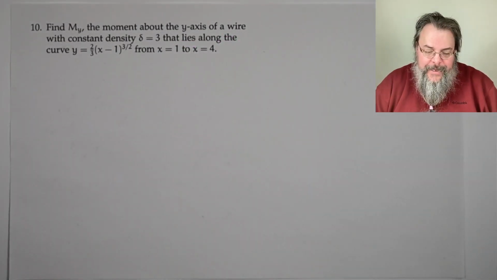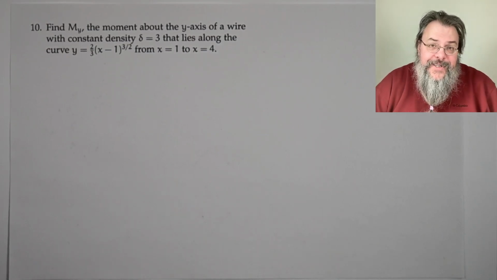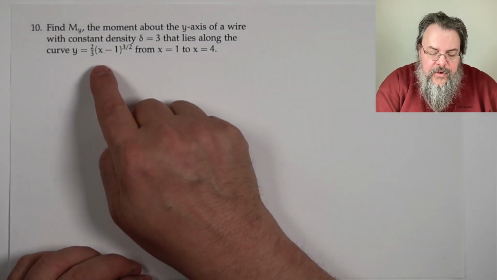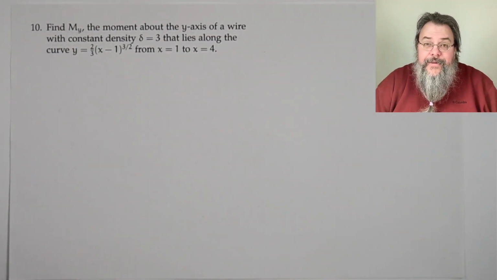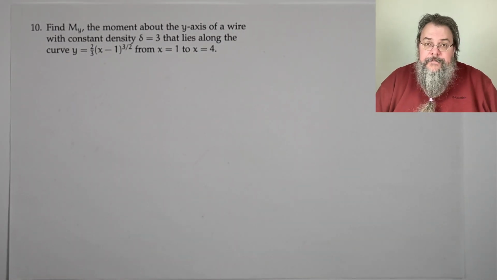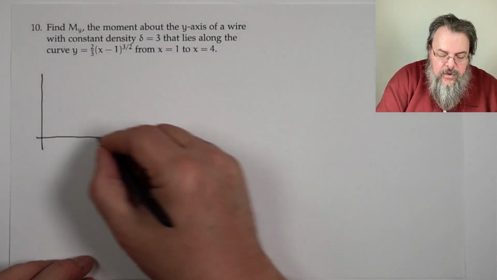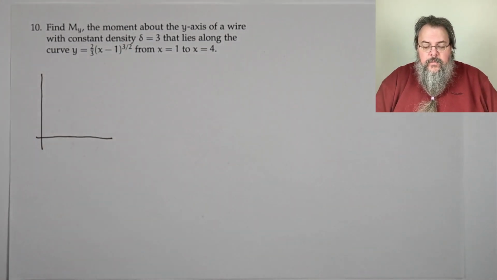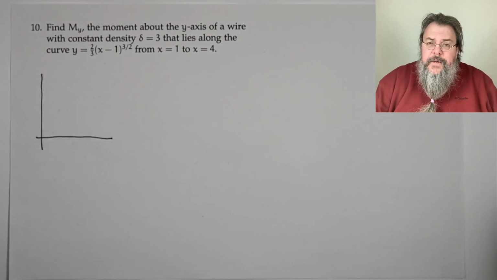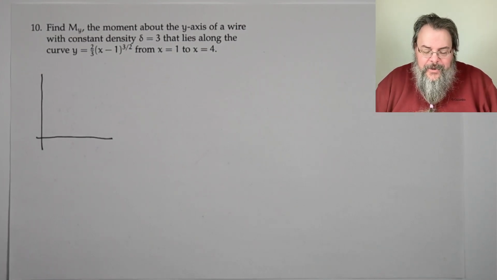Find m sub y, the moment about the y-axis of a wire with constant density delta equals 3 that lies along the curve y equals 2/3 times (x minus 1) to the 3/2 from x equals 1 to 4. All right, so what do we have? Let's do a quick sketch. This is y equals a function of x, which is fine. No worries with that part. A little bit like, oh, but we were doing so great with parametric. That's okay. We can do great with other things.